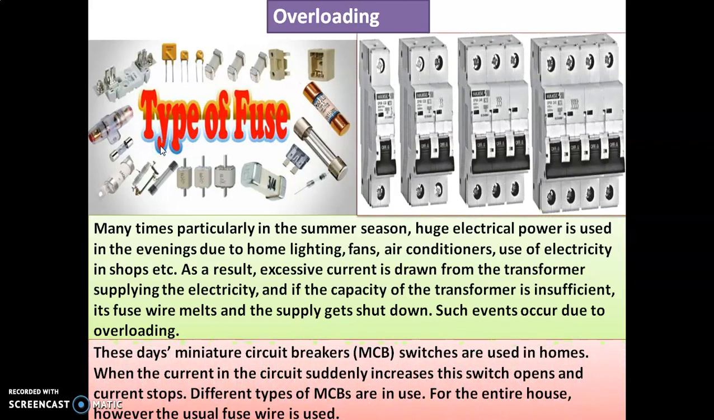Okay, we also use miniature circuit breakers or MCBs at homes. So when the current suddenly increases or decreases, the switch opens and the current stops. Different types of MCBs are used, but for the entire house the fuse wire is used. These MCBs are mostly used for an entire building or big structure as such. Otherwise fuse wire is enough.